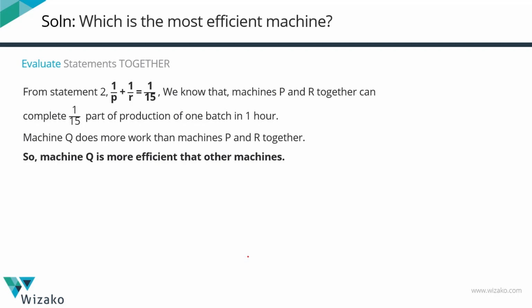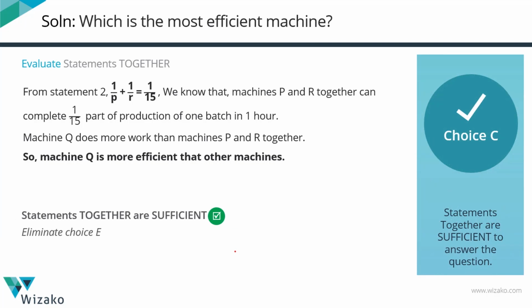Without knowing which among P and R is more efficient between them, we just wanted to figure out which is the most efficient mission. If Q did more work than P and R taken together, then Q is the most efficient mission. Together the statements have given us a conclusive answer. Choice C is the answer to the question.